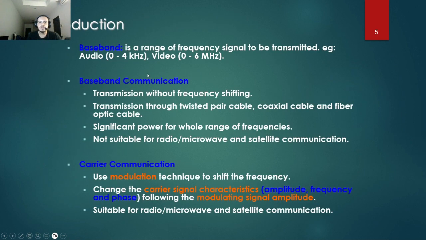So we start with the first one. Baseband is the range of frequencies of the signal to be transmitted. Passband communication is transmission without frequency shifting. Carrier communication uses a modulation technique to shift the frequency.